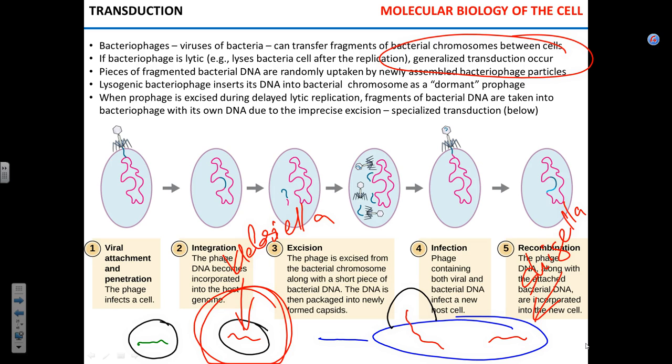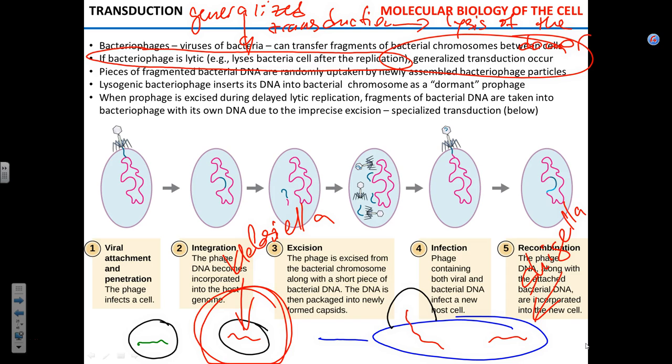That is generalized transduction. So for generalized transduction, lysis of the donor cell must happen. Generalized transduction: lysis of the donor. Okay, you got it? Let me know if you need to pause, if you want me to explain something again. Okay, lysis, the donor. Yes.